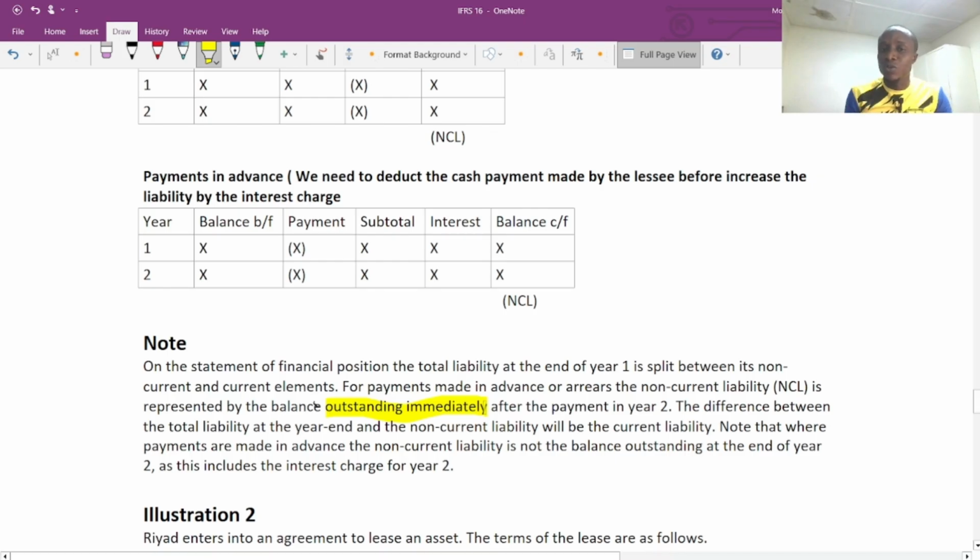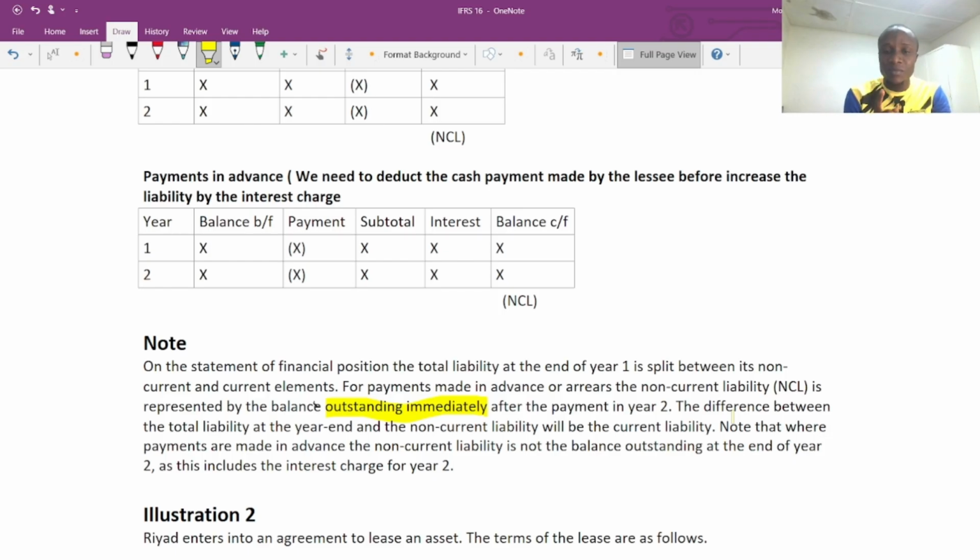Why are we going to use year two? Because at year one, we are not able to split between the non-current and the current liability. But at year two, we are going to calculate the closing liability, which means that this is the liability that we are supposed to pay in the next two years. So subtracting it from year one will give us the current liability, and the year two will be the non-current liability. But we are going to look at it when we solve. Now, the difference between the total liability at the year end and the non-current liability will be the current liability.